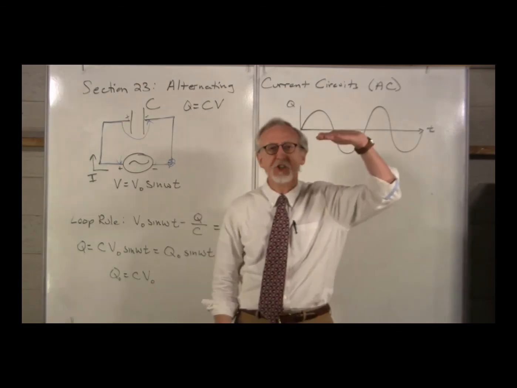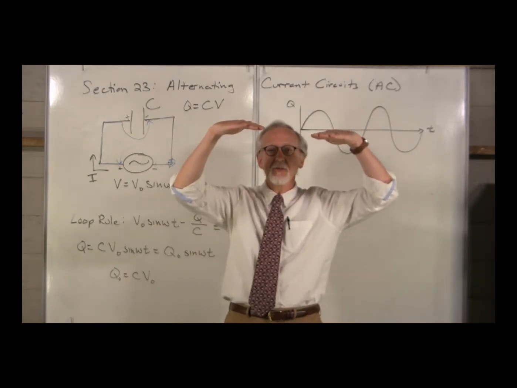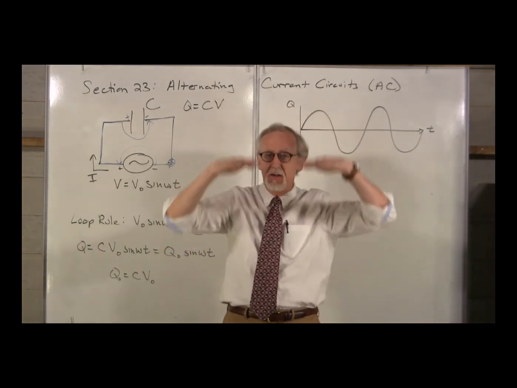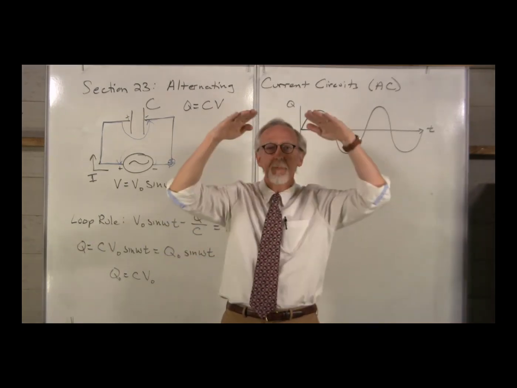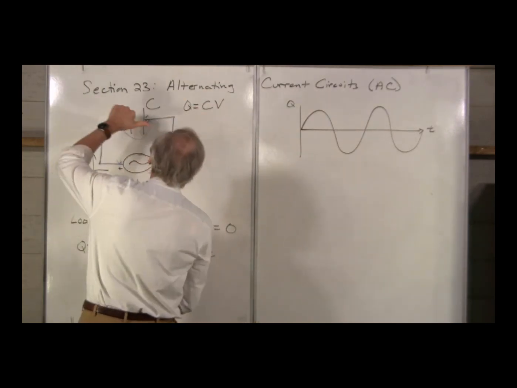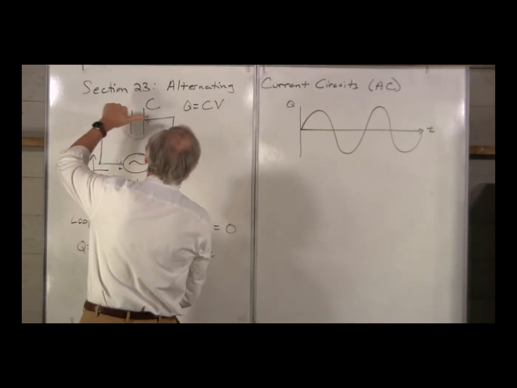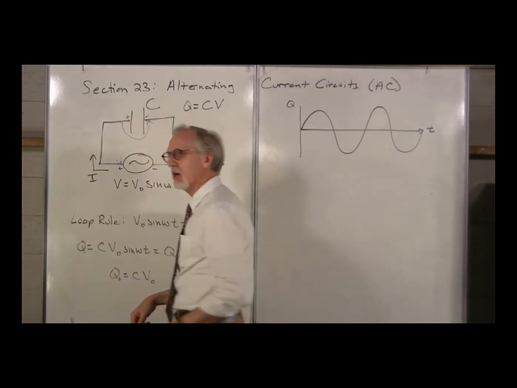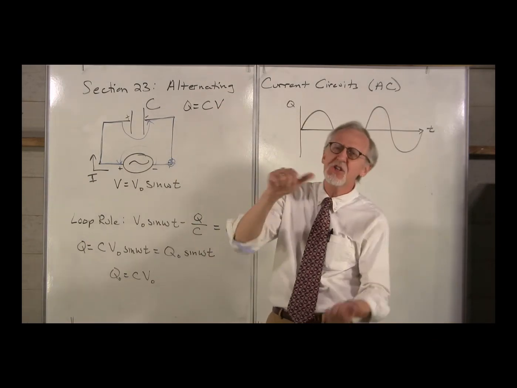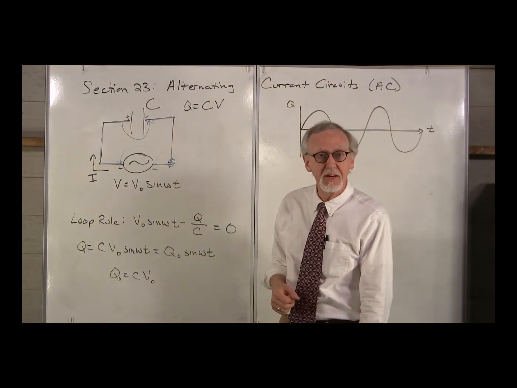So when the voltage is high, the charge on the capacitor is high. When the voltage is low, the charge on the capacitor is low. And the charge is going to be going up and down and up and down. In other words, it's sloshing back and forth, charging up one side, charging up the other, discharging, charging up the other side. So the charge on the capacitor is sloshing back and forth from one plate to another.